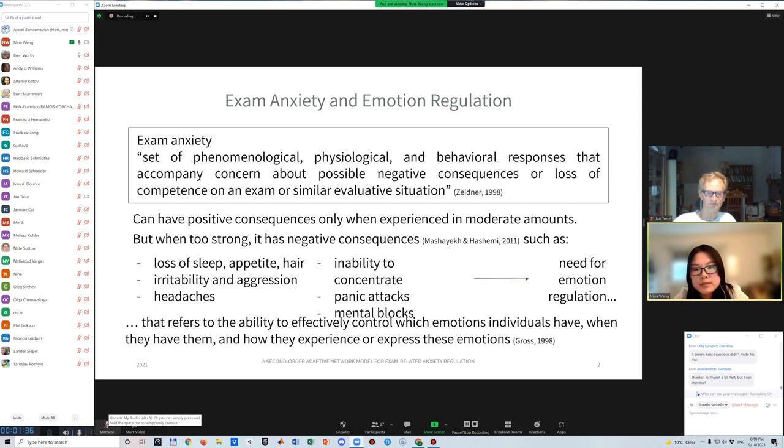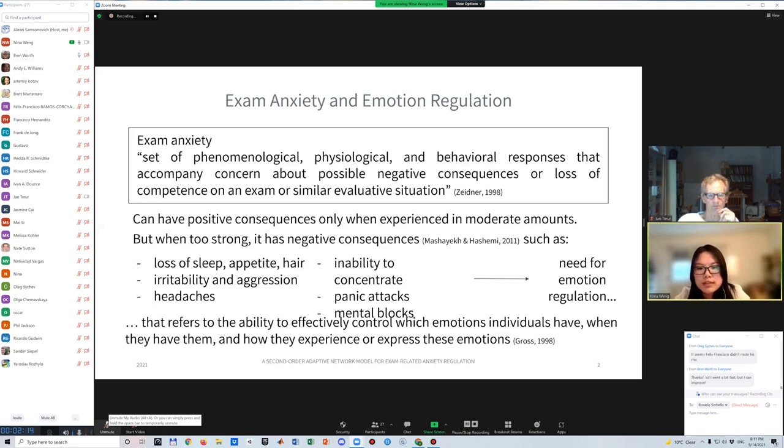So in general, it is perceived that the anxiety has positive motivating consequences, but only when experienced in moderate amounts. Because once this emotion becomes too strong and overwhelming, it can bring a lot of adverse effects, such as, for example, the loss of sleep, the inability to concentrate, or some headaches. And all these negative consequences may actually significantly hamper individuals' performance during the evaluation situation.